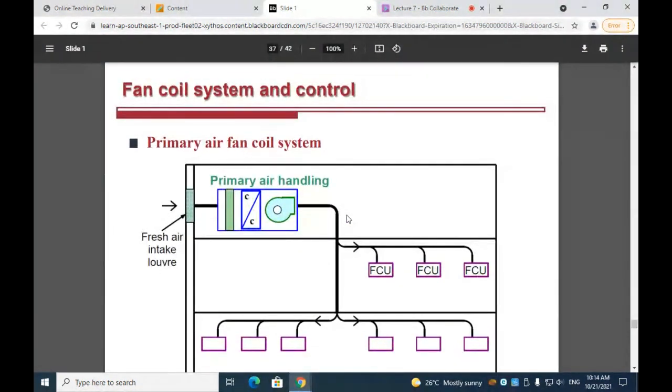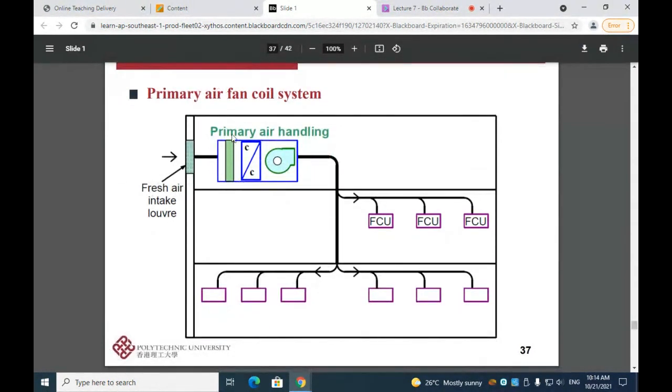Okay, and the second type of fan coil system is the primary air fan coil system. So you can see that it has a primary air handling unit here. For this building, it will have a fresh air intake for the primary air handling unit. And for the primary air handling unit, the layout is similar to the CAV system, as you can see here.